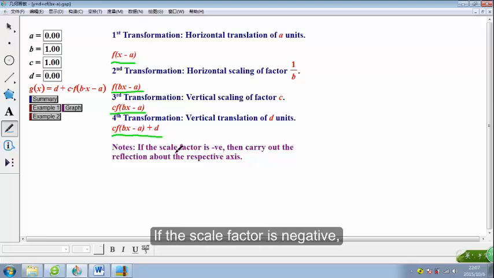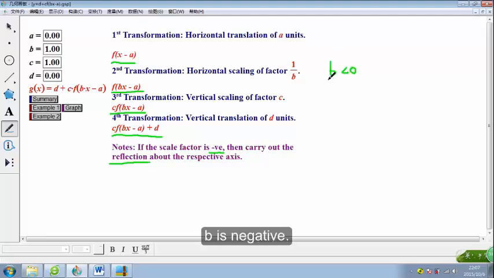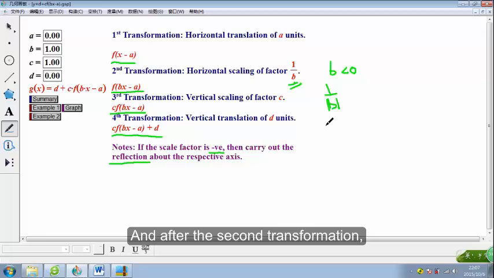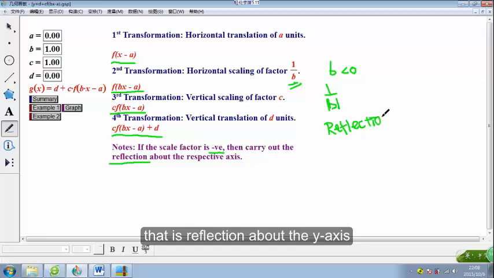Please take note, if the scale factor is negative, then carry out the reflection about the respective axes. Let's say if d is negative, then for the second transformation, the scale factor becomes the reciprocal of modulus d. And after the second transformation, we carry out another transformation, that is reflection about the y-axis.